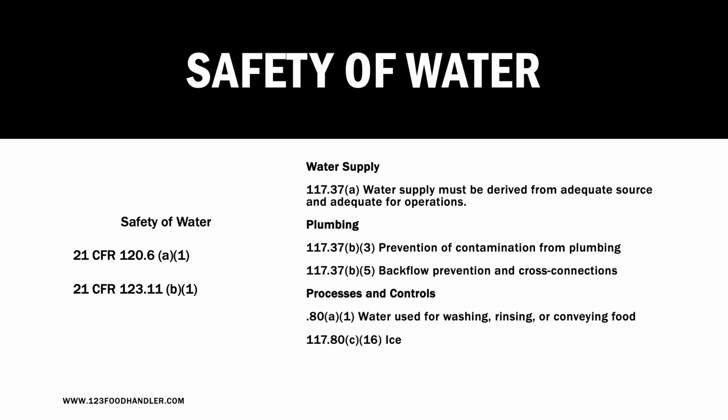Here are some examples in 117 where we're going to need to make sure the water is safe. Our water supply, 117.37(a). Our plumbing, 117.37(b)(3) and (5). And our processed water, covered in 117.80(c)(16) and 117.81(a)(1). This is not an all-inclusive list. You'll need to go through 117 and find out if there are any other areas.